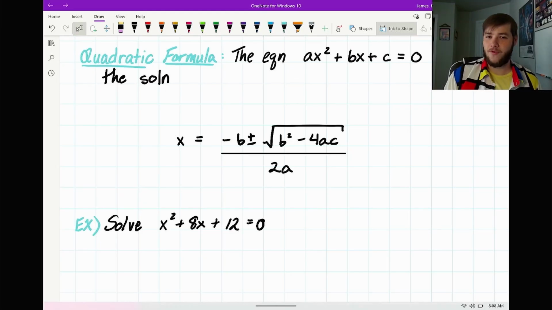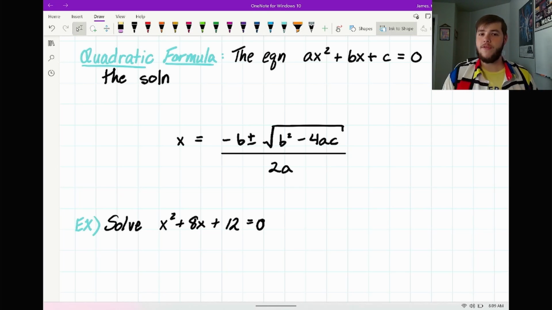The quadratic formula is probably something your high school teachers made you memorize over and over and over again. And I hate to be the bearer of bad news, but I am going to have you memorize it once more. The quadratic formula is x equals negative b plus or minus the square root of b squared minus 4ac, all over 2a. And this is an explicit solution to a general quadratic equation.